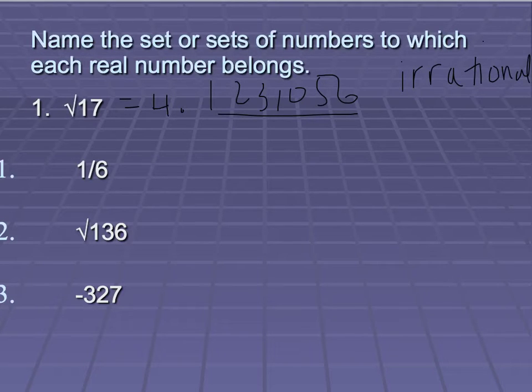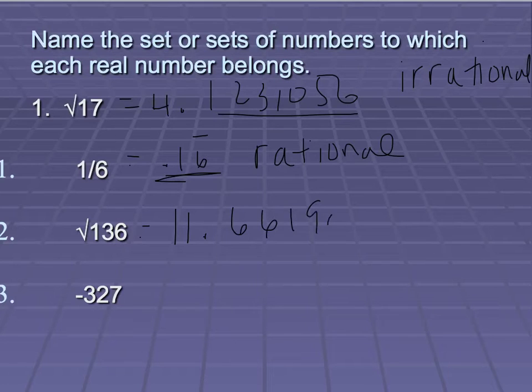If we look at the next one, 1/6. 1/6 as a decimal is 0.16 repeating. So here this would be a rational number because it's a repeating decimal. The square root of 136 is going to be equal to 11.661903, and it keeps going. So again, this one will be irrational.